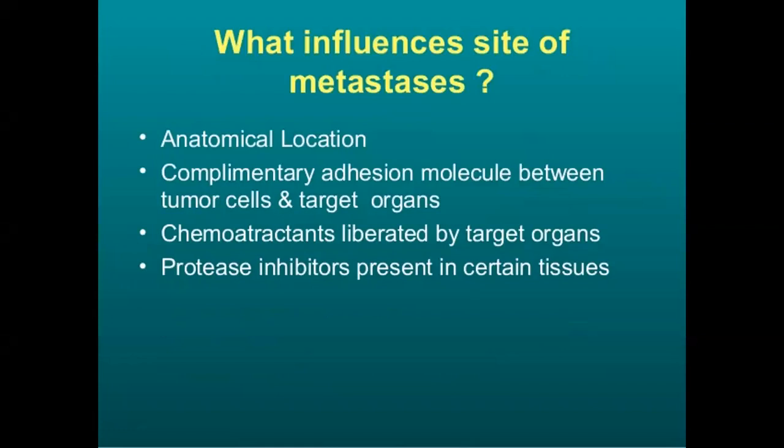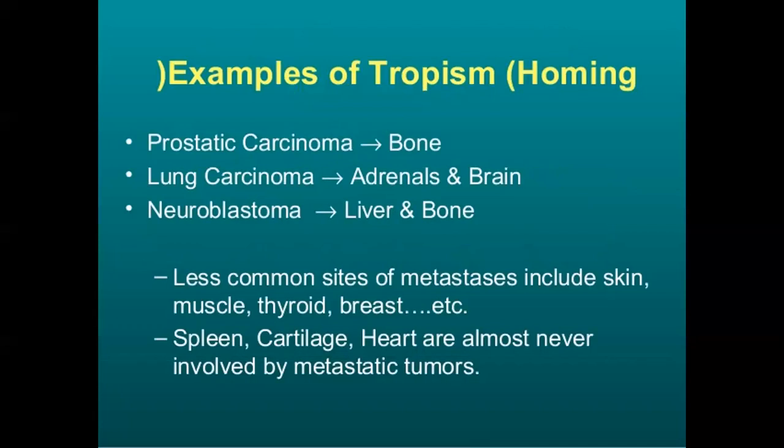What influences site of metastasis? Anatomical location, complementary adherent molecule between tumor cells and target organs, chemoattractants liberated by the target organs, and the protease inhibitors present in certain tissues. So these are the examples of tropism or homing.